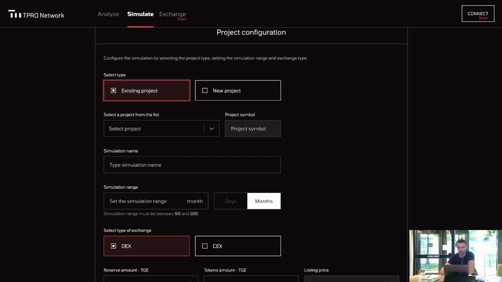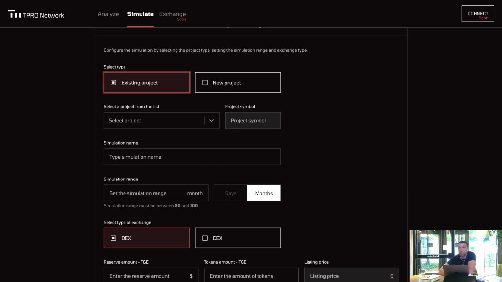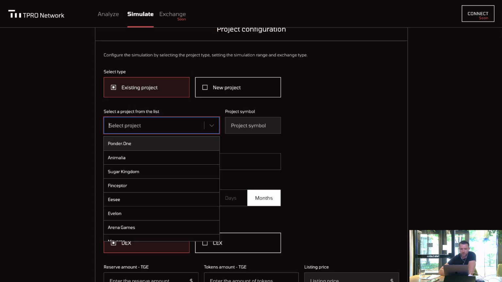Just some organizational thing. Anyway, if I would like to simulate an existing project, then of course I have these projects on the list here. This is important to mention right now. These are existing projects on our platform. For now, it's around 100 projects that are on our platform, including projects that are not yet on the market and someone started to simulate them on our platform.